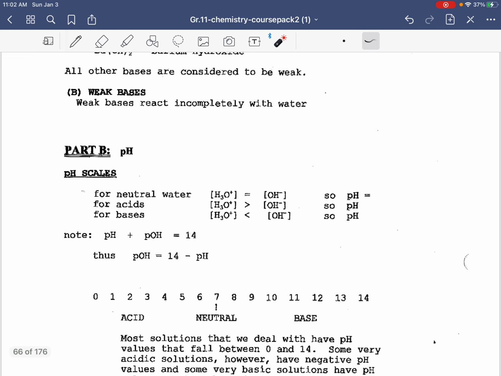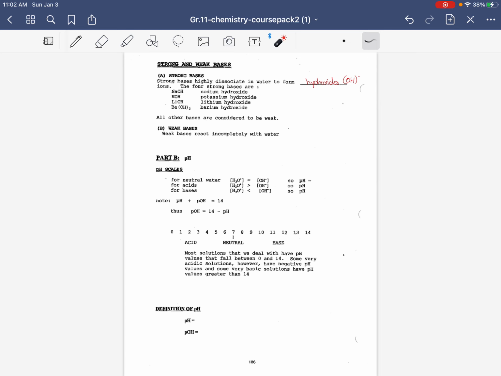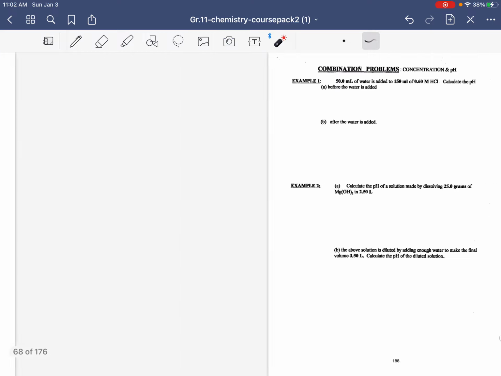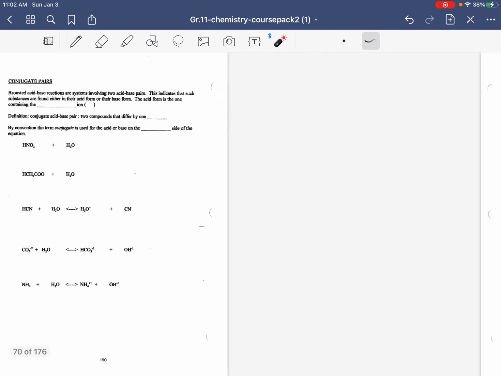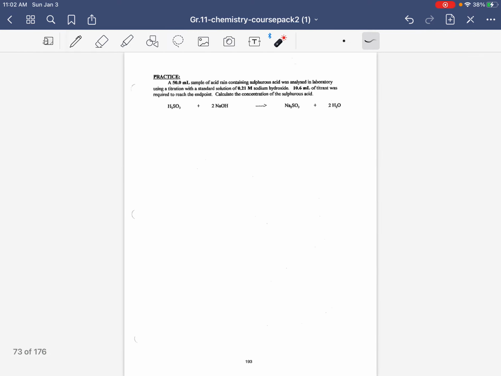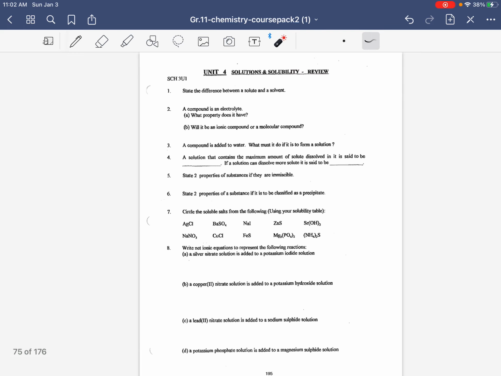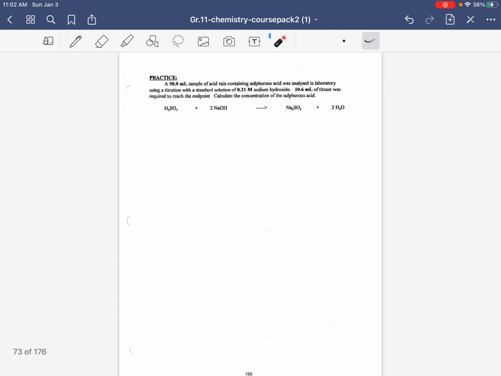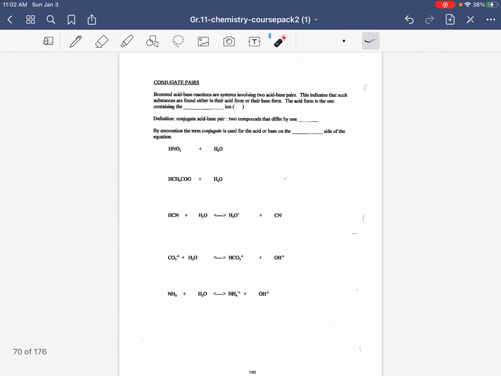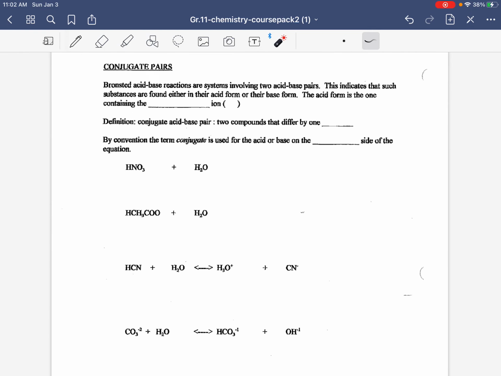But I want you guys to turn the page. I want you to turn to this page right here. Oh, I think I went too far. It's supposed to be 190. Right here. Conjugate pairs.